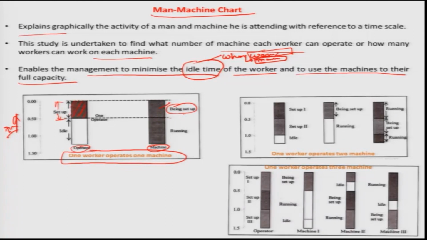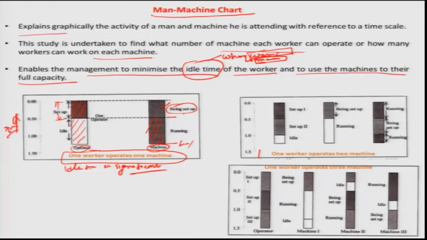After that, when the machine starts processing, he has to wait till that part is machined or fabricated. Suppose the machine takes this much amount of time. Till then this operator will have to wait. So this is the idle time of the operator. In this case you can see that if you assign one operator to one machine, he has to wait most of the time until the work is finished in that machine. So here you can see the idle time is significant.